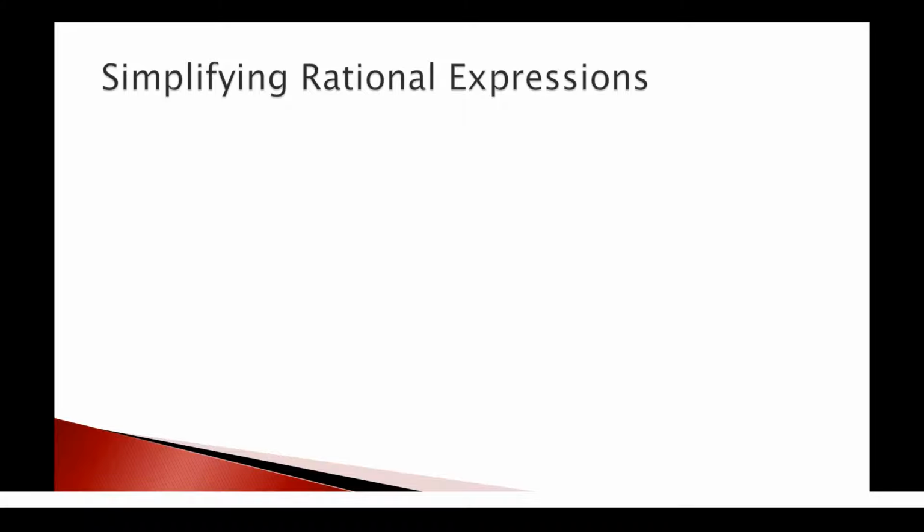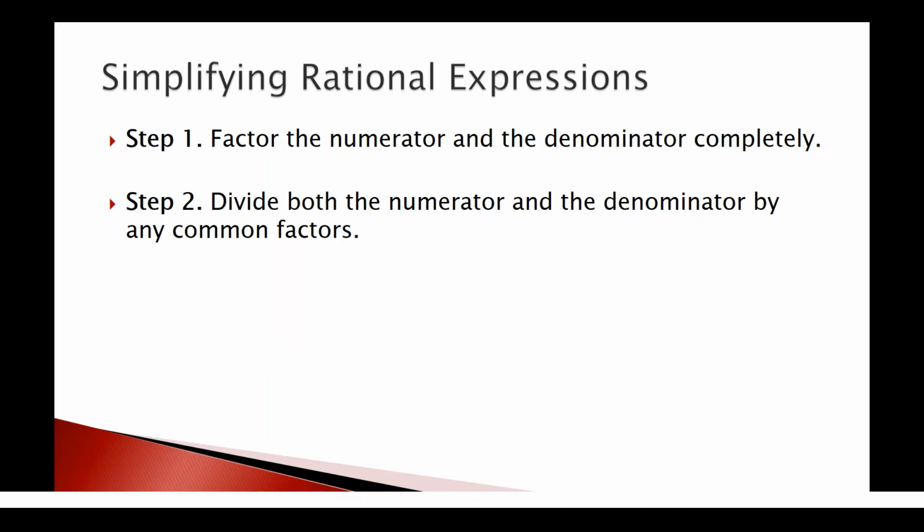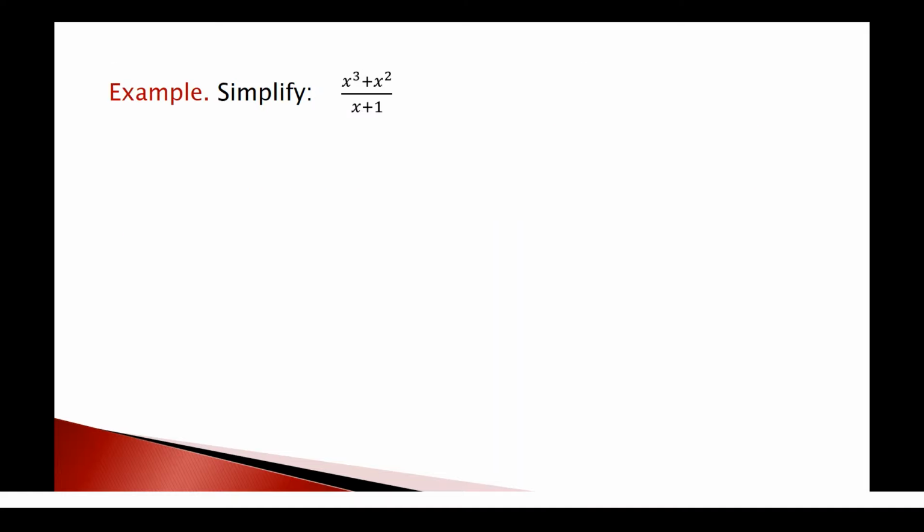Now let's learn about simplifying rational expressions. A rational expression is simplified if its numerator and denominator have no common factors other than 1 or negative 1. So we'll basically follow two steps here. First, we factor the numerator and the denominator completely, and then we divide both the numerator and the denominator by any common factors. So let's do an example.